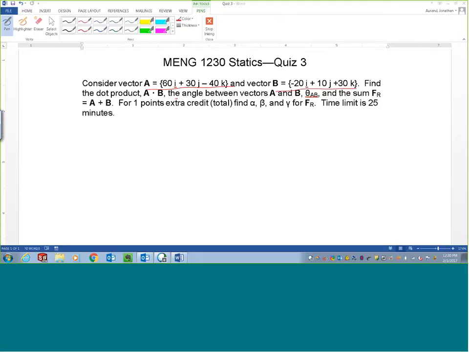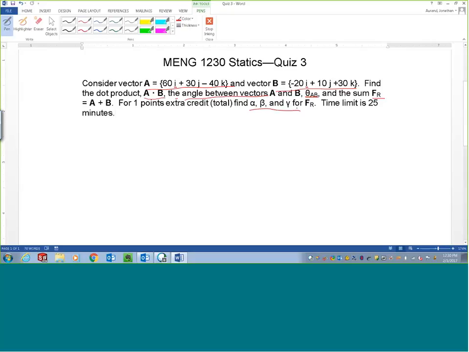And then we're looking for the dot product between the two. So that's one. The other thing we need is the angle between them. And then the sum, the vector sum FR. And for extra credit, we can find the coordinate direction angles, alpha, beta, gamma for FR.